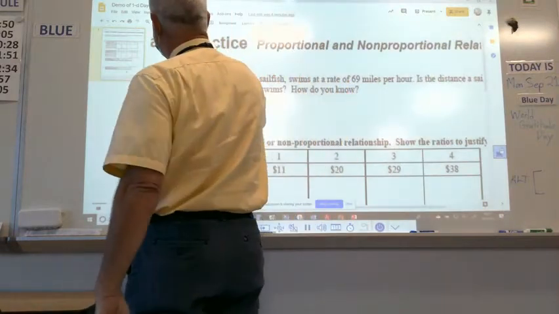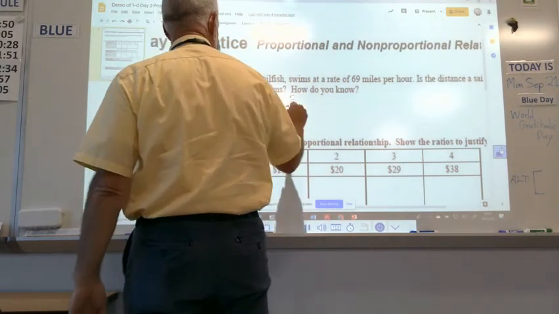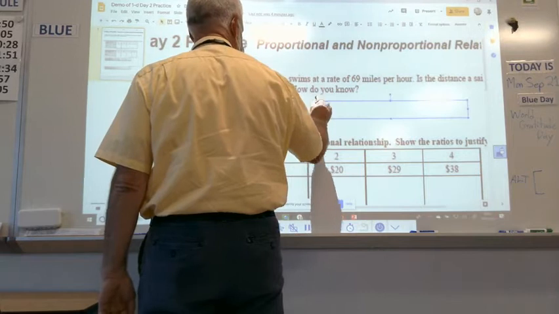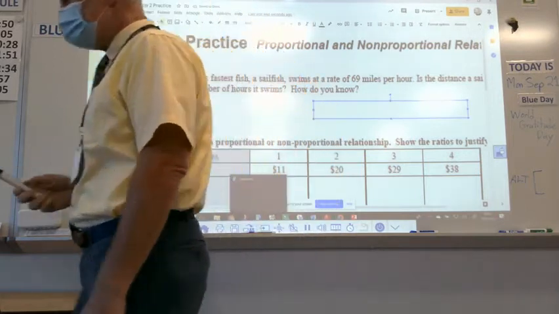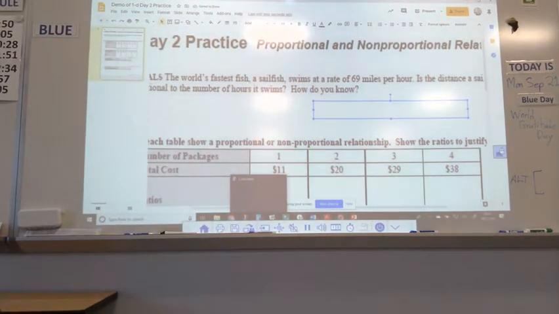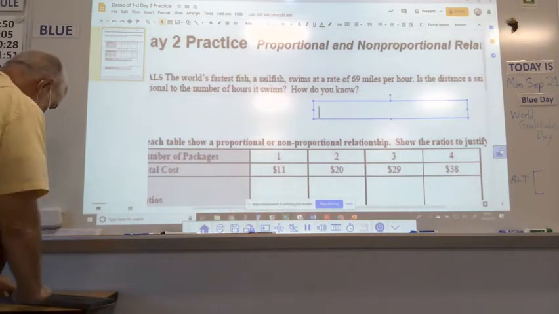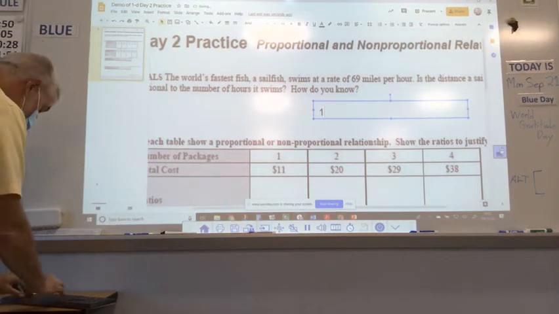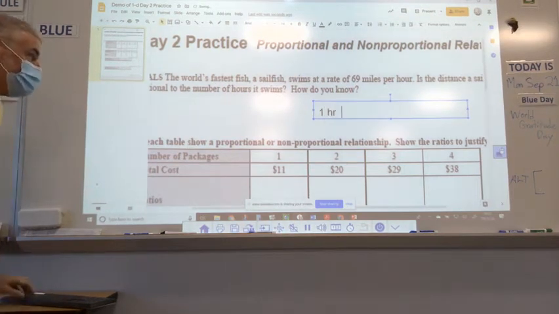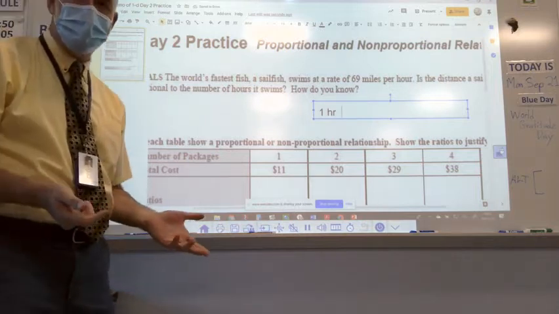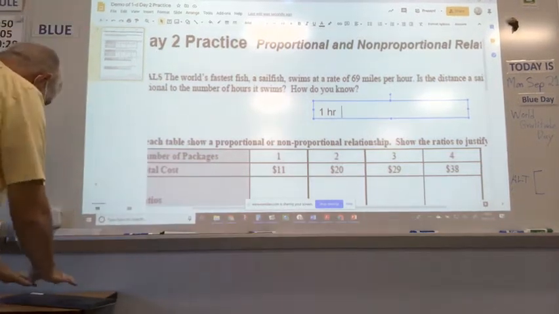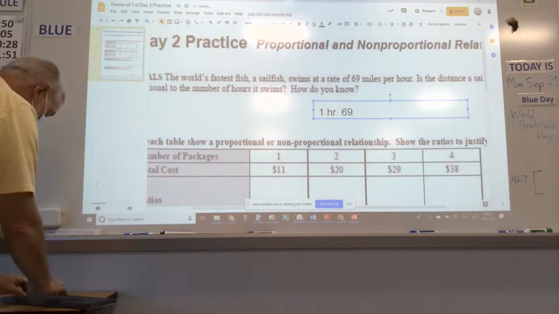So, I'll put a text box in here. Okay, and now I can type in this text box, right? I should be able to. So, 1 hour, how far does the sailfish swim? In 1 hour? 69 miles. 69 miles, because it goes 69 miles per hour, okay?